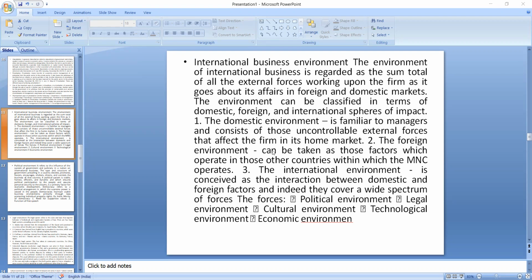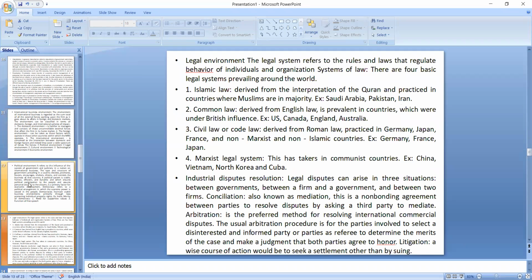The international environment is conceived as interaction between domestic and foreign factors, and indeed they cover a wide spectrum of forces. The forces are political environment, legal environment, cultural environment, technological environment, and economic environment. So these are the things already discussed, but once again, in a brief format, I will tell you.